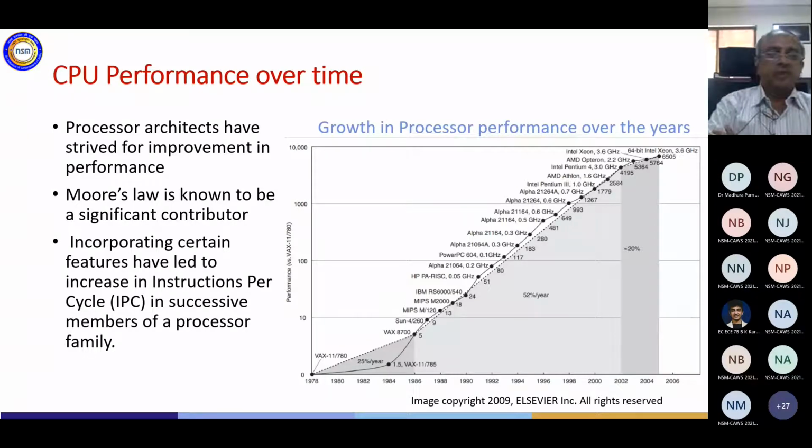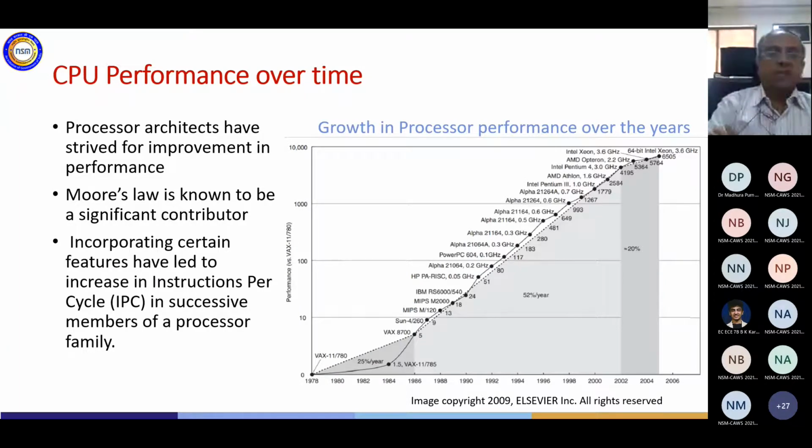So these features have led to an increase in a metric that is used to measure the performance of a CPU, which is called instructions per cycle, IPC. You might have heard about the reverse of that, which is cycles per instruction. So it's the same thing. Instructions per cycle means how many instructions you can execute in one cycle. Typically the older processors would have one instruction per cycle. That was also good. For a pipelined processor, it used to be one instruction per cycle. And prior to that, for non-pipelined, it used to be maybe 1/4 instruction per cycle or something like that.